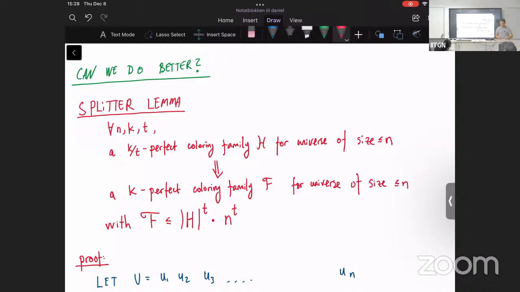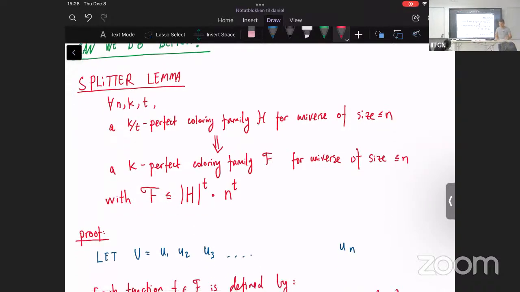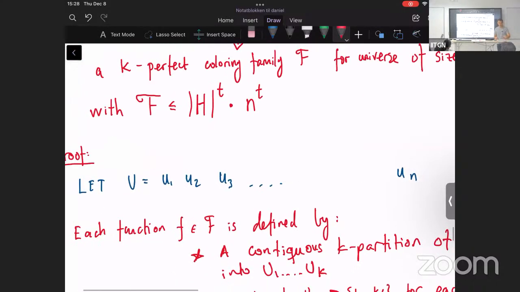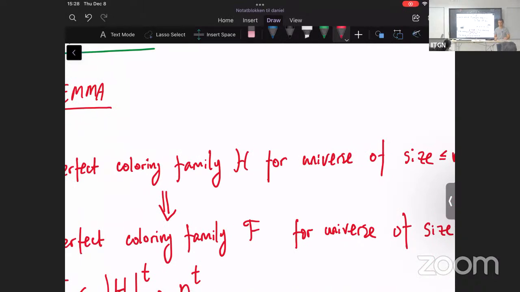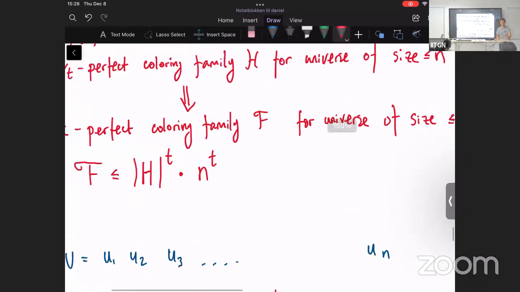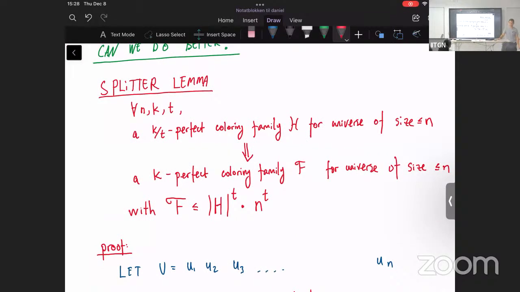Okay, so let's do this. I order my universe arbitrarily from U1 through UN. And each function, in fact, and I'm now assuming that someone gave me H, and I'm now trying to construct F. Well, yes, but what did we just do? We just had the universe reduction lemma, which says that without loss of generality, n is at most k squared. So if you plug in n to be at most k squared, then you're happy.